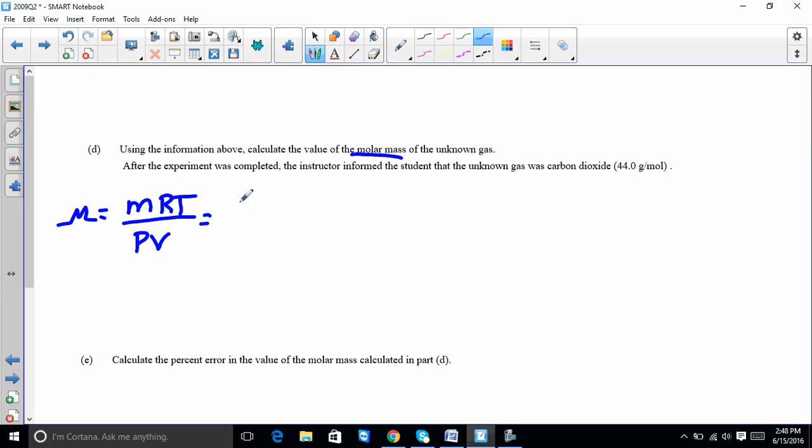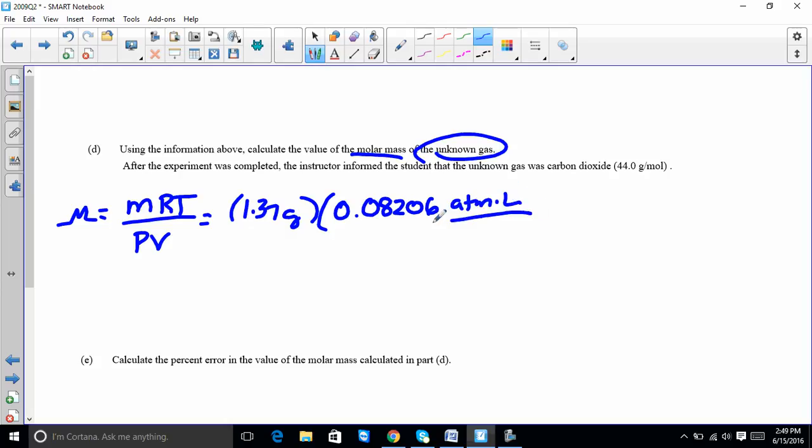There's lots of ways you can do this, but the unknown gas, we just in part C figured out that was 1.37 grams. That's the mass of the unknown gas. Now I'm going to do this slightly different. Since they did the test revision in 2013, the value of R they're using nowadays is 0.08206. It used to be 0.0821. They're giving us an extra sig fig. And then this has weird units. It's atmospheres times liters over mole times K. So if you look at the scoring guidelines, they're going to have 0.0821 here.